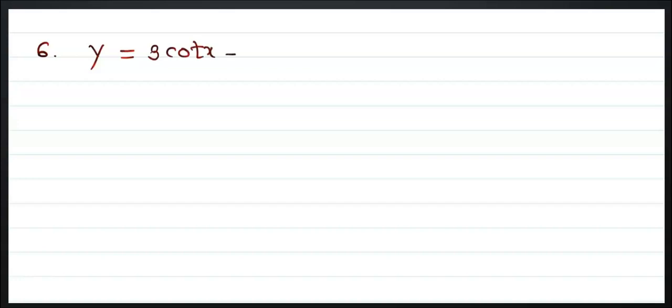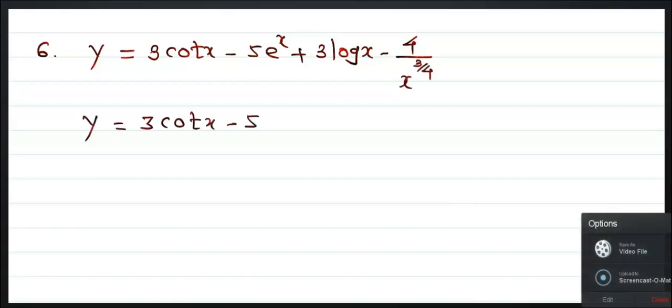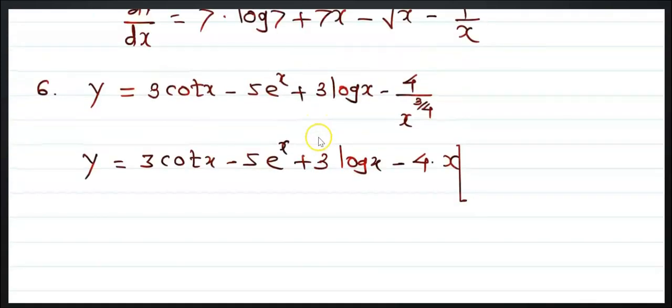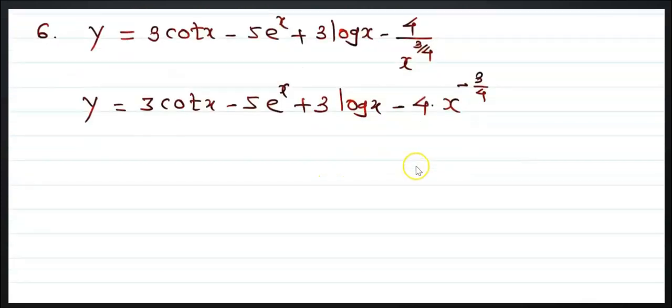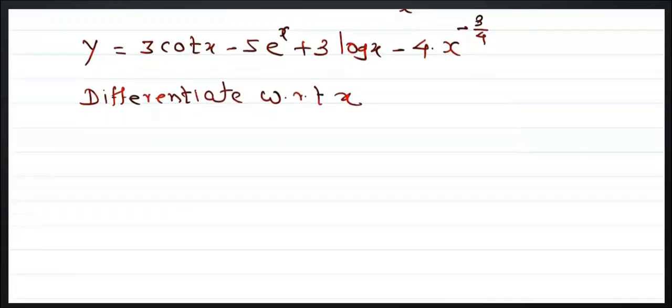Now the 6th: y is equal to 3 cot x minus 5 e raised to x plus 3 log of x minus 4 upon x raised to 3 by 4. Now again y is equal to 3 cot x minus 5 e raised to x plus 3 log x minus 4 into x raised to minus 3 by 4. Now differentiate with respect to x.